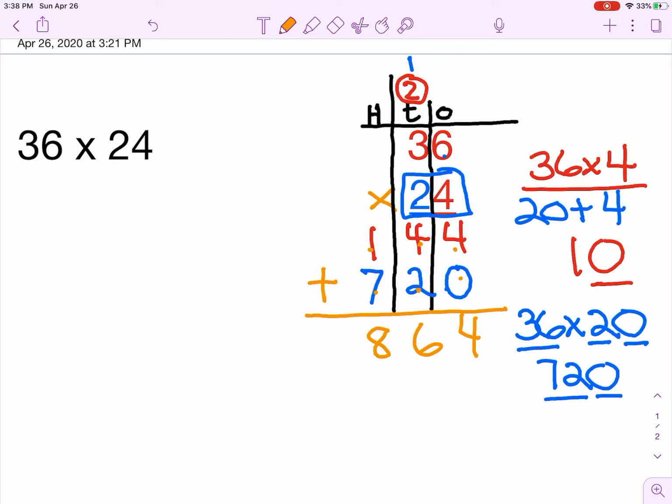Again, please review, pause the video, or stop it as often as you need to, and practice this 2-digit by 2-digit standard algorithm with me throughout the week.